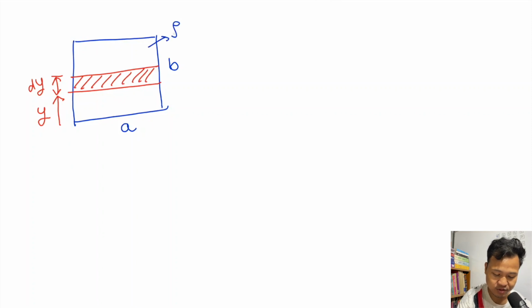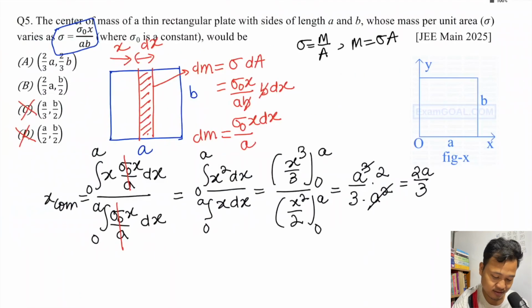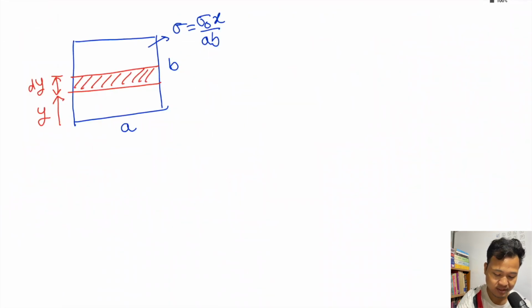Right, sigma was given as sigma naught into x divided by ab, right? Since x is the variable, it is x that is involved, and y is a constant here. Okay, therefore what is dm here? So dm here is sigma into dA, so sigma naught into x by ab into area.